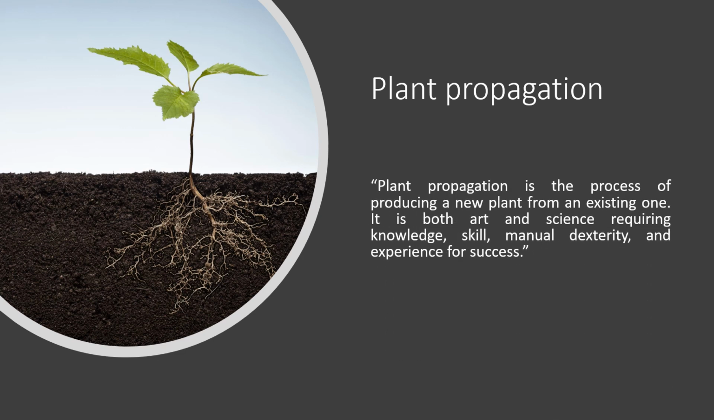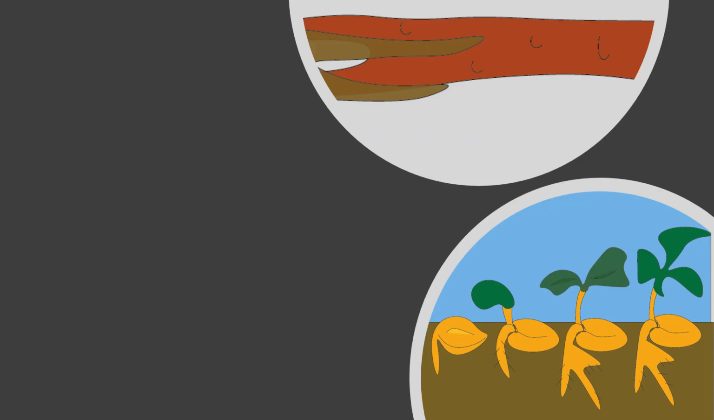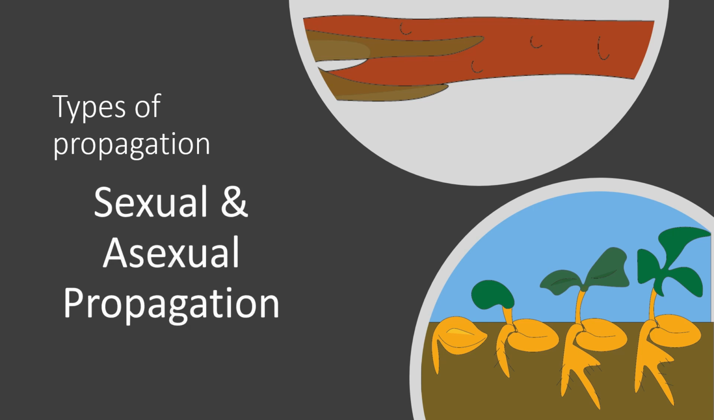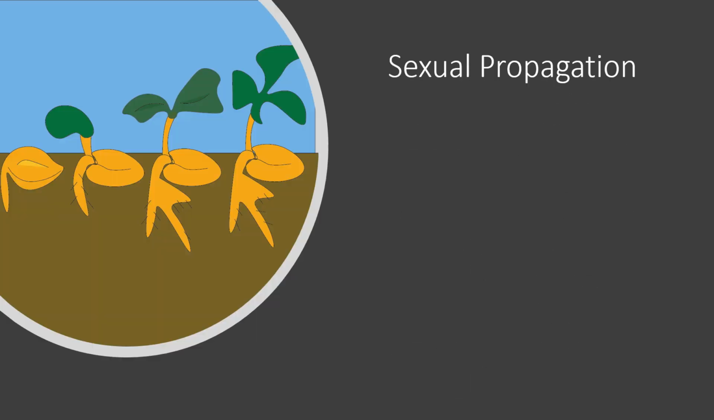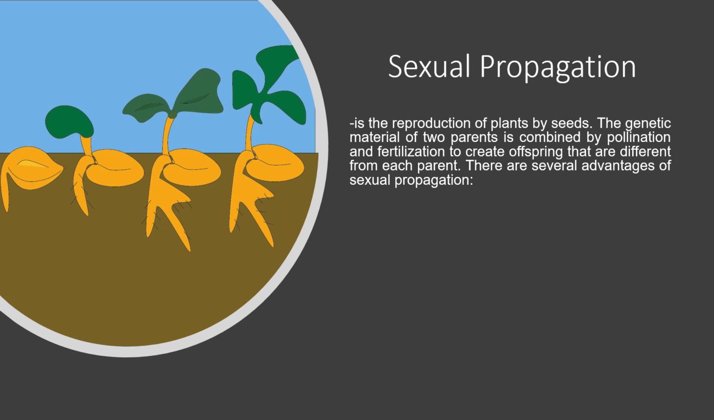Plant propagation is the process of producing a new plant from an existing one. It is both art and science, requiring knowledge, skill, manual dexterity, and experience for success. So there are two types of propagation: sexual and asexual propagation. So what is sexual propagation? It is the reproduction of plants by seeds.